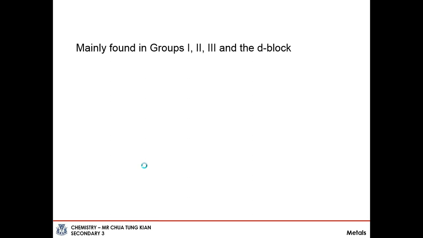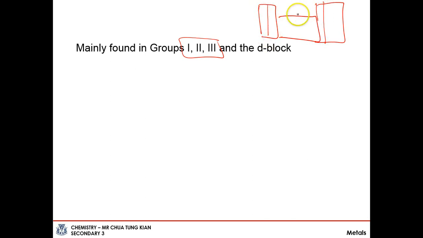They are mainly found in groups 1, 2, 3, and the D block. Groups 1, 2, 3, if you recall, are here. There are 3 parts to the periodic table. Group 1 and Group 2 are here, Group 3 is here, and this is the D block. So why are metals found in Group 1, Group 2, and Group 3? It's because, if you recall, most of the metals have 1, 2, or 3 valence electrons.